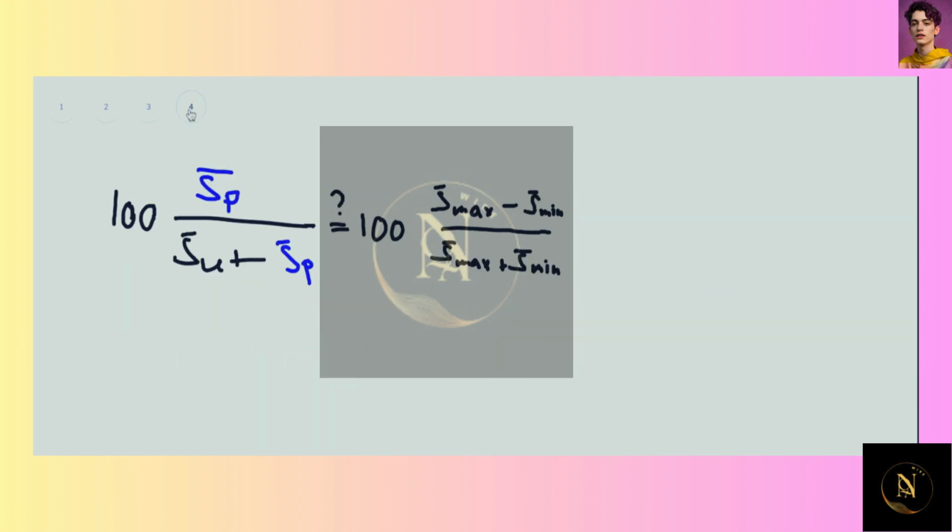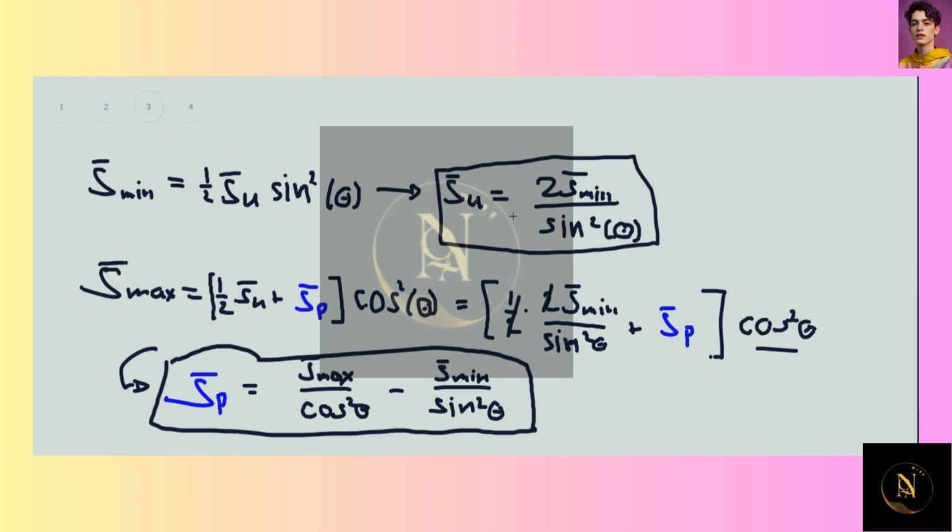So what we really have to do is we're asked to show that the percentage of the polarized light's intensity of the total intensity is given by this formula, and it can be related to the S max and S min values through this. And so the question is, is this equal? So what we do now is we put in our solution for S bar P and S bar U in terms of S bar max and S bar min, which are all here.